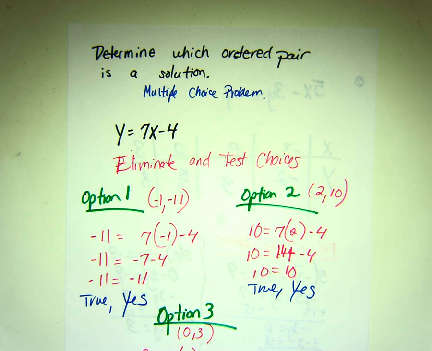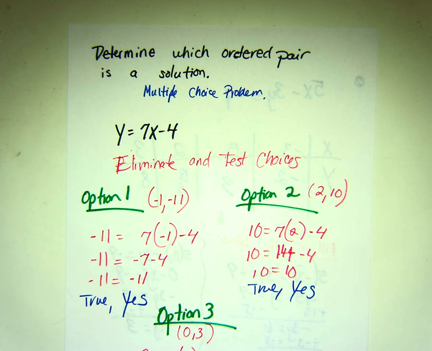For the first option, you have the point -1 and -11. The -11 is the y portion, the -1 is the x portion. So notice how I substituted in. -1 times 7 gives you -7, -7 minus 4 is -11. Since they equal one another, we can use this as an option. So yay, this is an actual answer choice. Yes, it's going to be true.